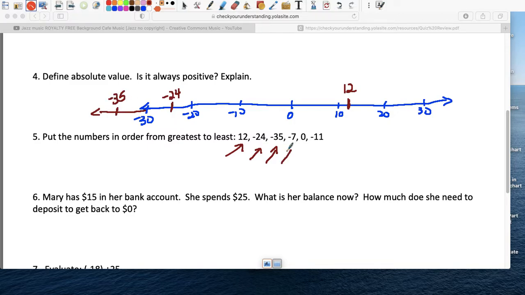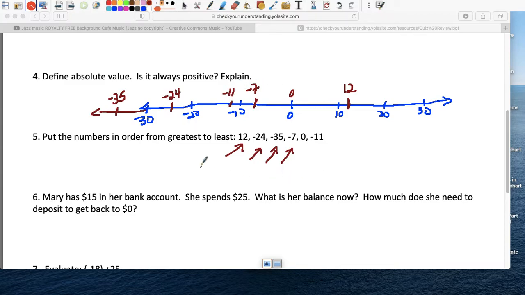Negative 7, well, start at 0. Go left, 1, 2, 3, 4, 5, 6, 7. So negative 7 is about here. 0 is just here, right? That's 0. And then we need one more, negative 11. Well, negative 7, negative 8, negative 9, negative 10, negative 11. So here's negative 11.